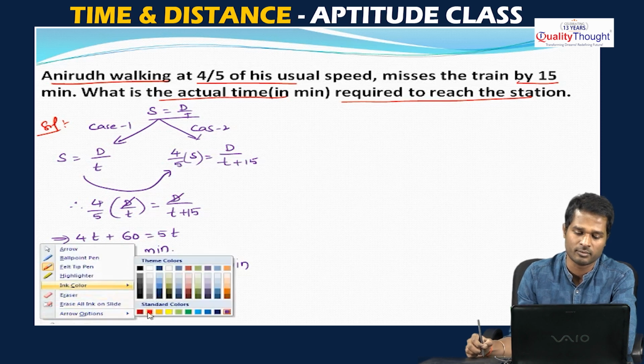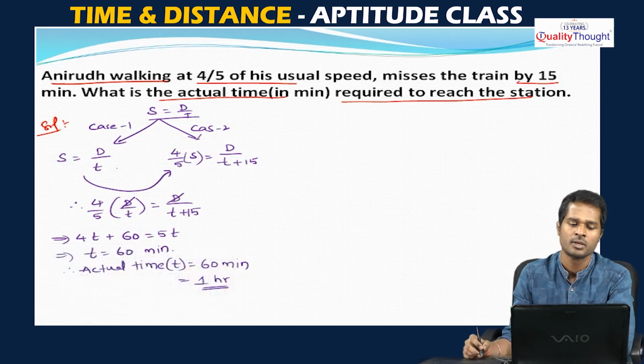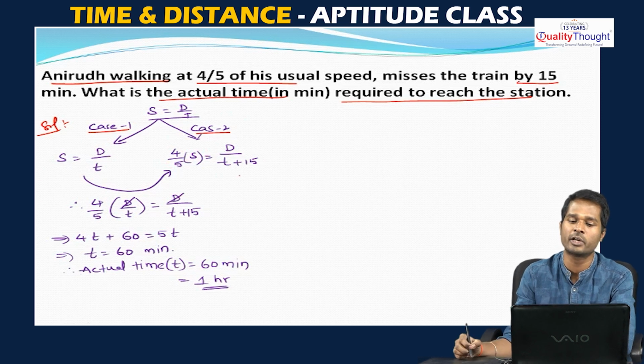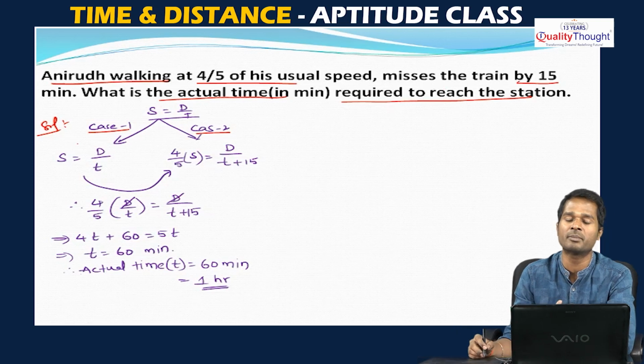This is one method. What is the traditional method? We have taken S is equal to d by t. In case 1, I have taken his speed as S, distance as d, and time required as t. Now in the second case, he has travelled with 4 by 5 of the usual speed. So 4 by 5 of S is equal to d by t plus 15. Why have we taken this 15? He has taken 15 minutes more.